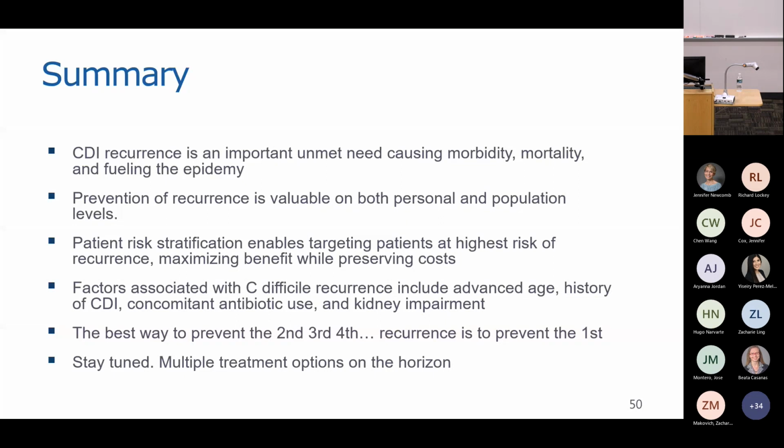I think that most recurrences that we see happen very soon after you stop therapy for C. diff, and I think these are pretty clearly relapses. So for the purpose of this study, I mostly talked about relapse, even though I called it recurrence. And the reason I think they are relapses is because we know that by the end of a successful course of therapy for C.